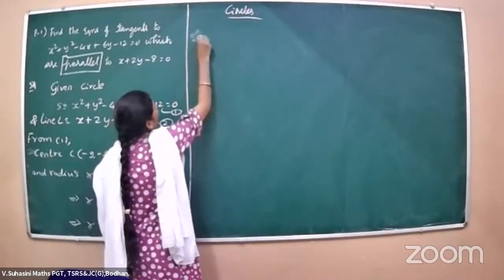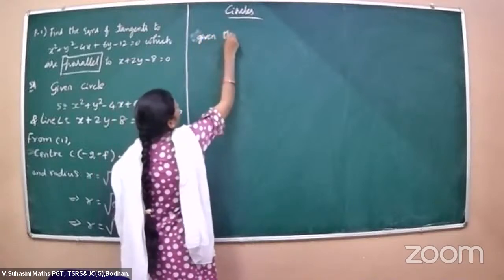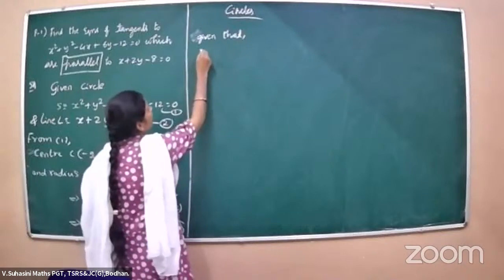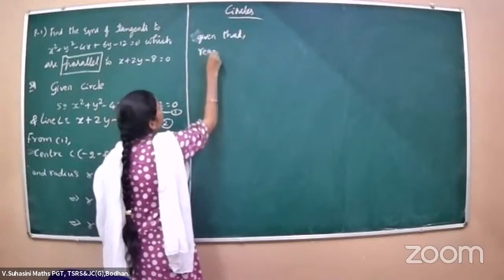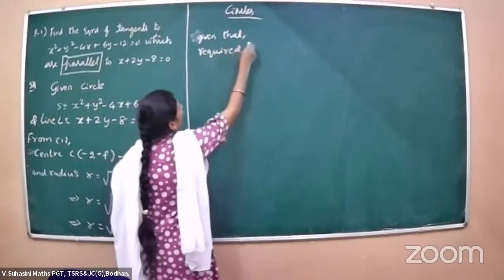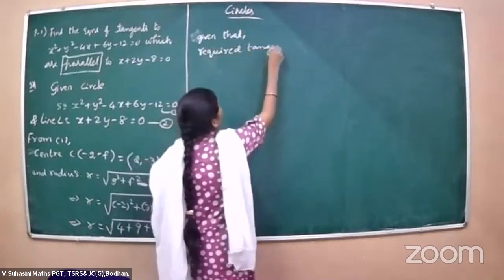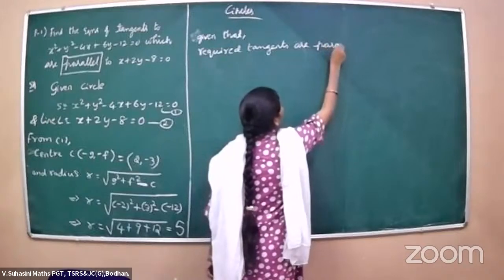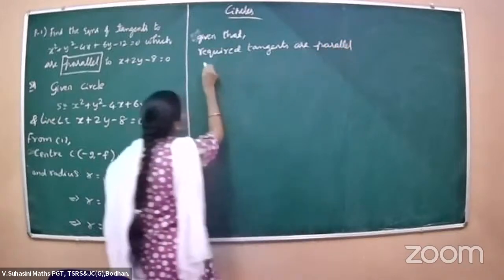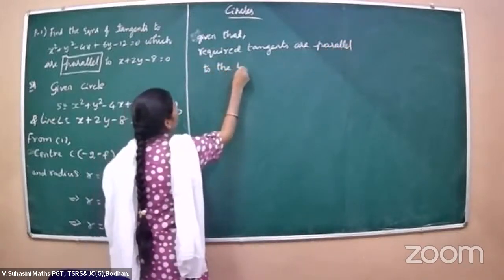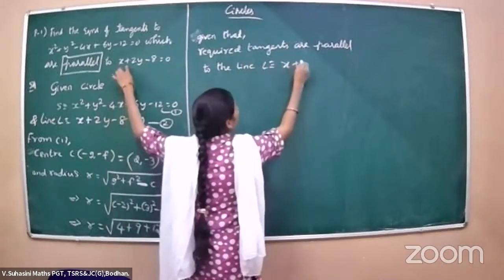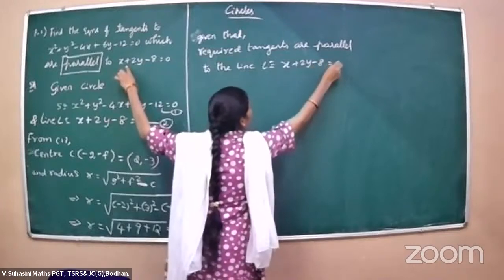Given that, I am not writing this statement on my own. It is given in the question. Given that the required tangents are parallel. Required tangents are parallel to the line. Parallel to whom? To the line. Which line? x + 2y - 8 = 0.